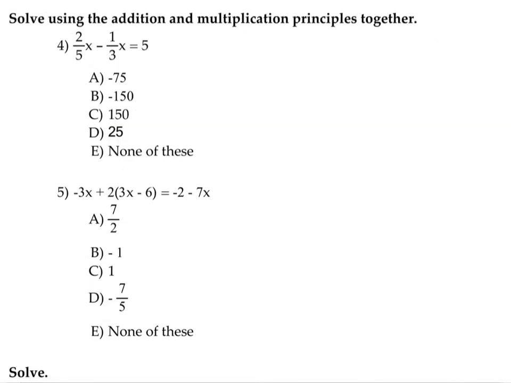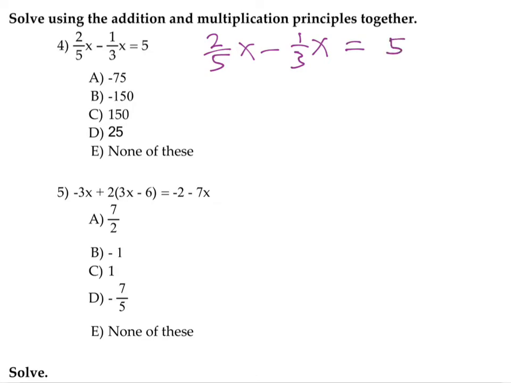All right, on we go to B. Solve using addition and multiplication principles together. All right, so let's try that one. So this is 2/5 x minus 1/3 x equals 5.